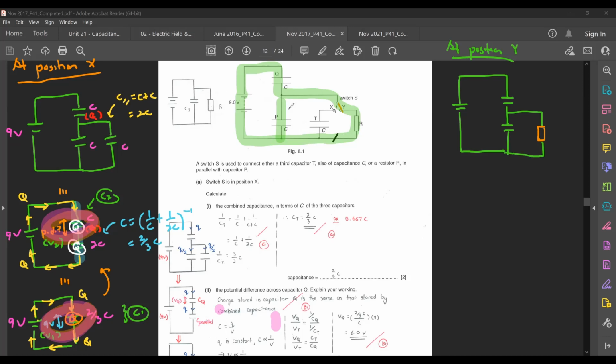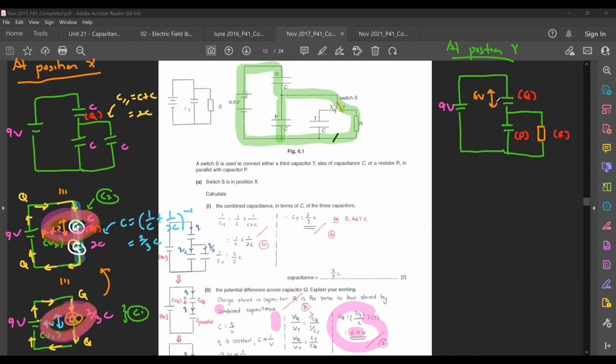Okay, so this one originally you know is 9 volts. And if you recall what you've done earlier just now, you already found out what is your VQ. Your VQ is actually 6 volts. So this one is your capacitor Q, not charge. Okay, this one is capacitor Q. And then this one is your capacitor P. And then this is your resistor R here. All right. So you already found out that the PD across your capacitor Q is 6 volts.